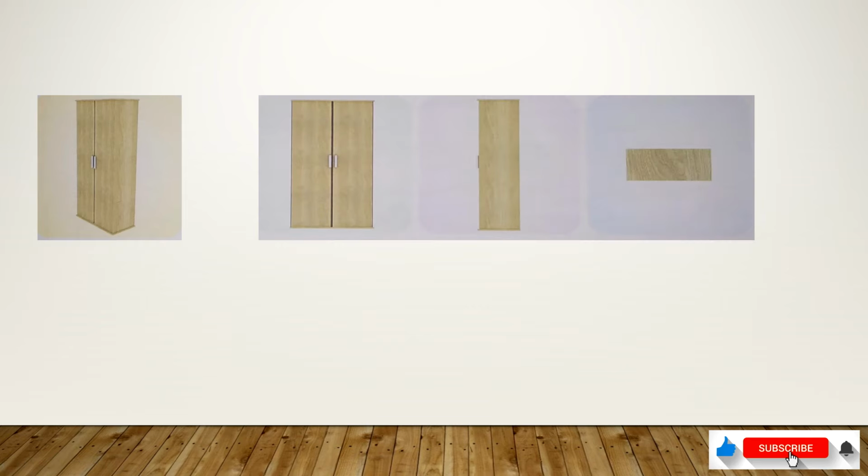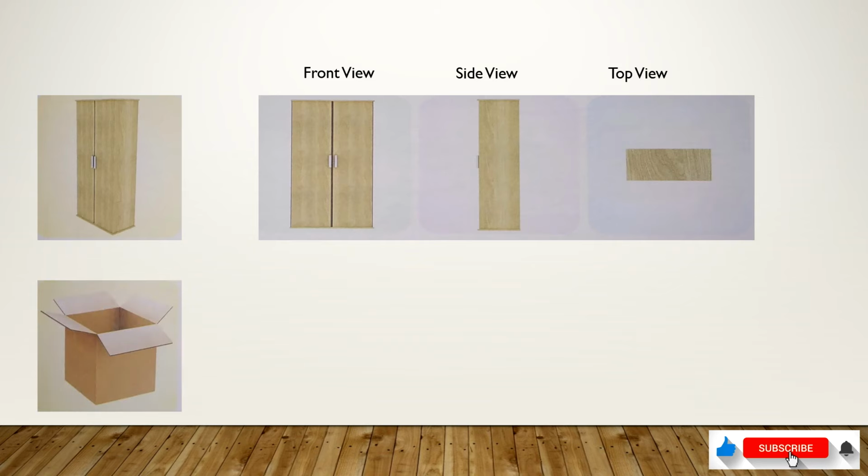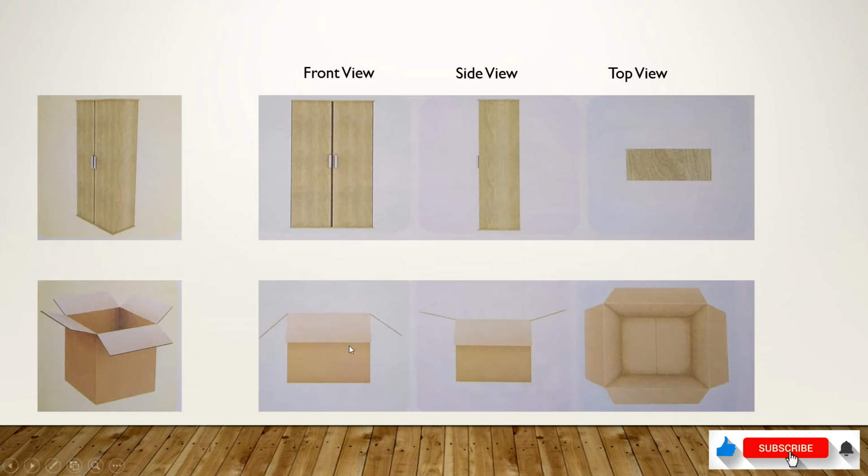If you look at this shelf and observe its front, side and top views, this is our front view. This is our side view, and from the side you will see the side face, and from the top you will see only the top face. And here comes another object. It is a carton. A carton looks something like a cube or cuboid. From the front or side it will look similar, but from the top you can see it is open, so it looks different. This is how you can observe that an object looks different from different views.